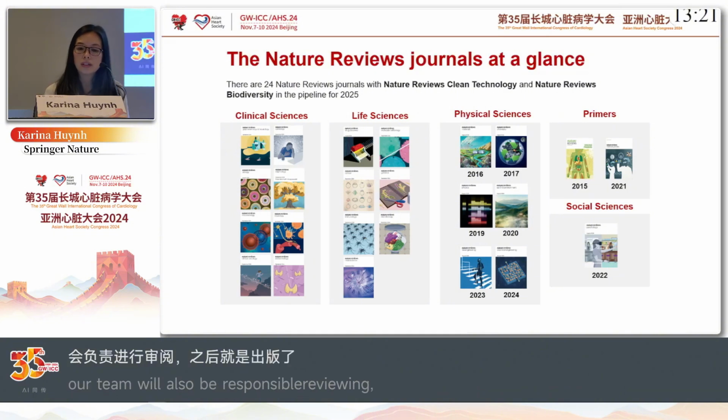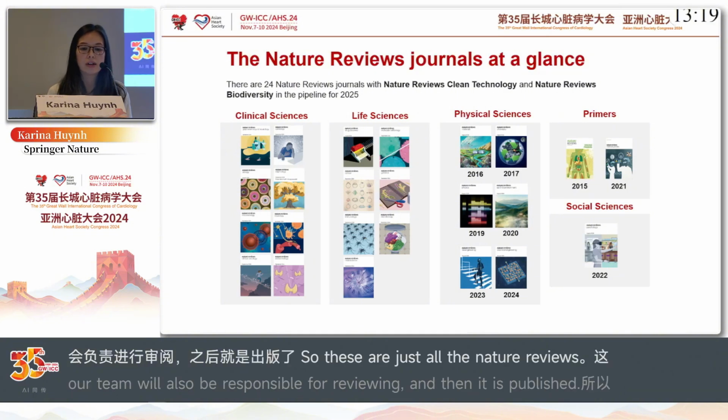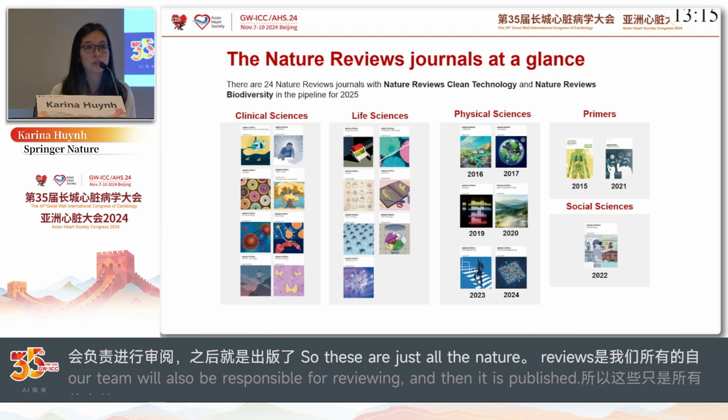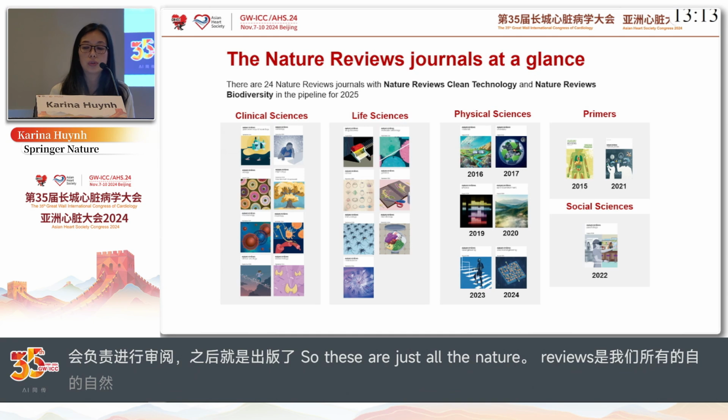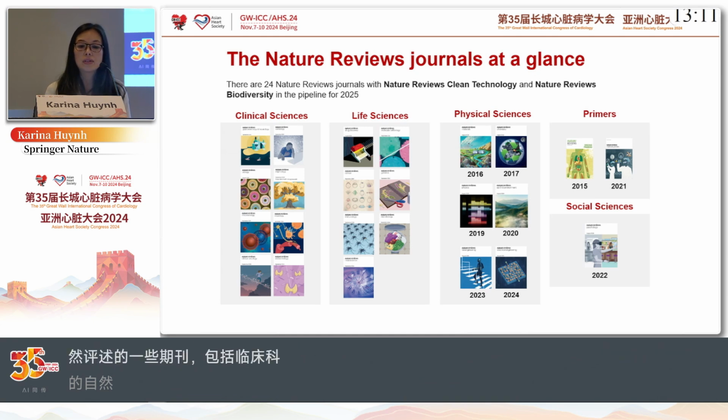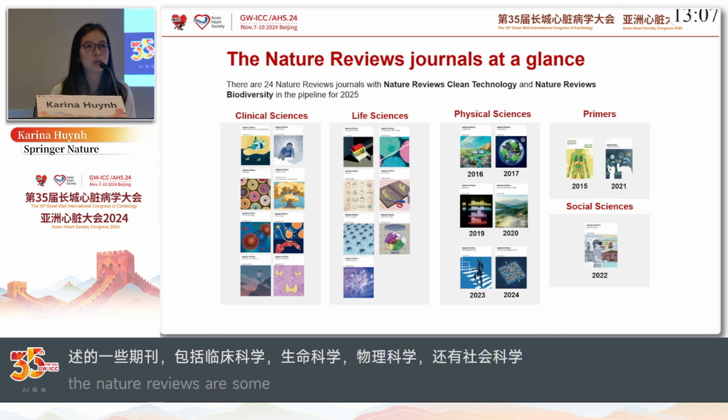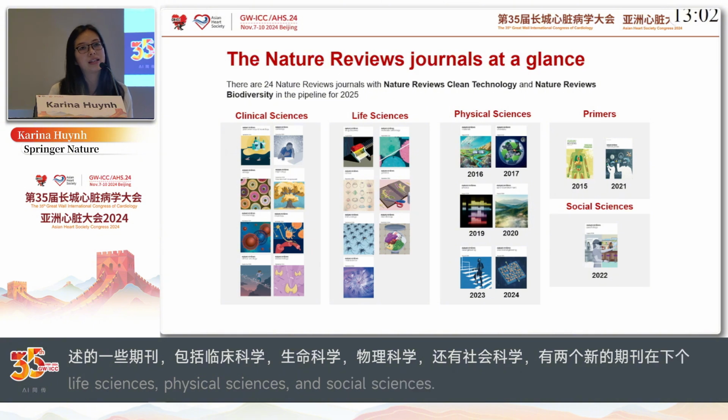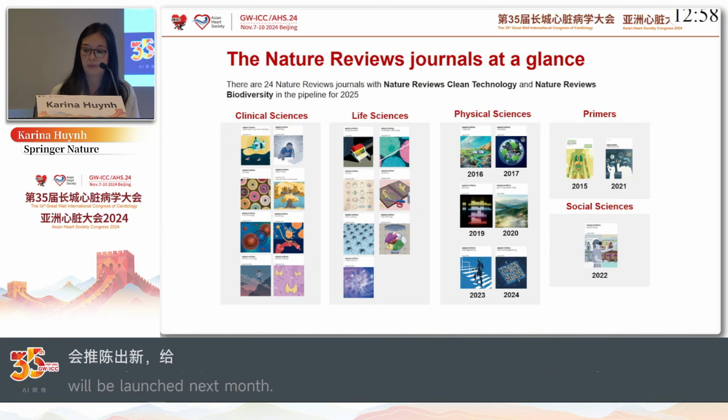So these are all the Nature Reviews journals at a glance. Again, it spans the clinical, life, physical, and social sciences, and also includes two primer journals. There are two new journals to be published next year, Nature Reviews Clean Technology and Nature Reviews Biodiversity, as well as Nature Reviews Respiratory Medicine, which will be published thereafter.